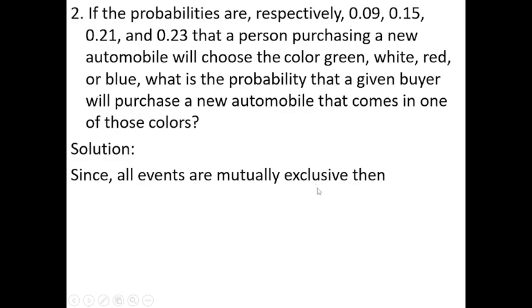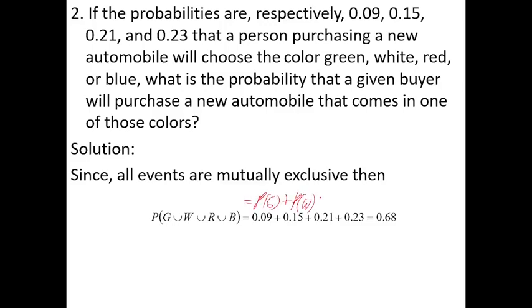So, since all events are mutually exclusive, no? Then, ito lang yung natin gagawin. Probability, no? Green or white or red or blue, no? Green, union white, union red, union blue. Take note events lahat yan, no? Green event, white event, red event, blue event. No? So in this case, we have 0.09. Okay? So ito yung probability na green plus probability na white plus probability na red, no?